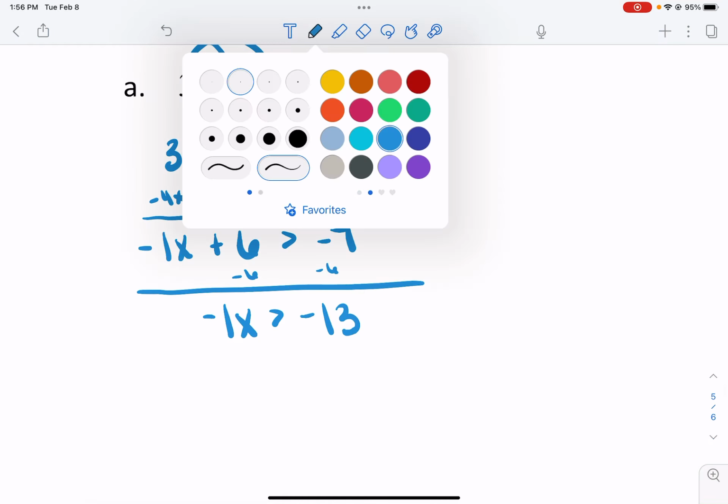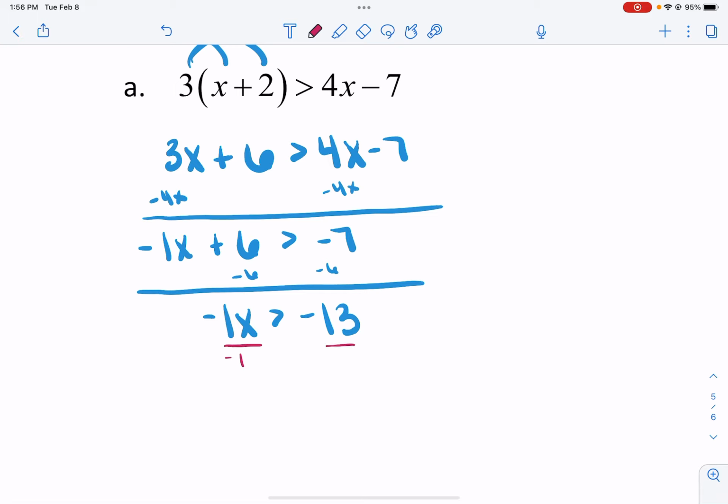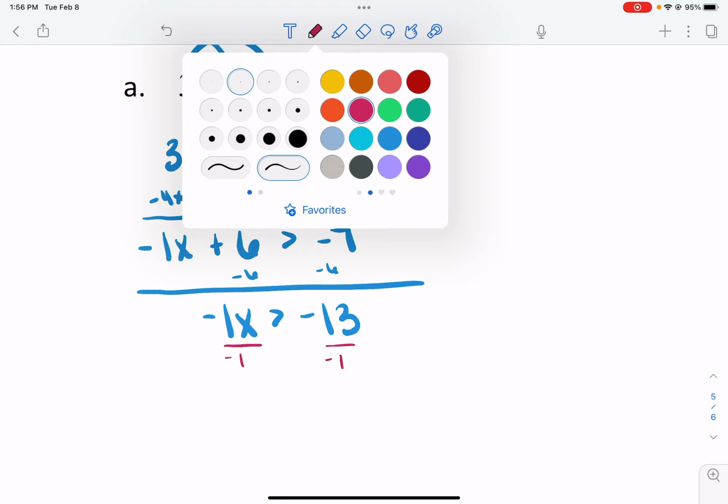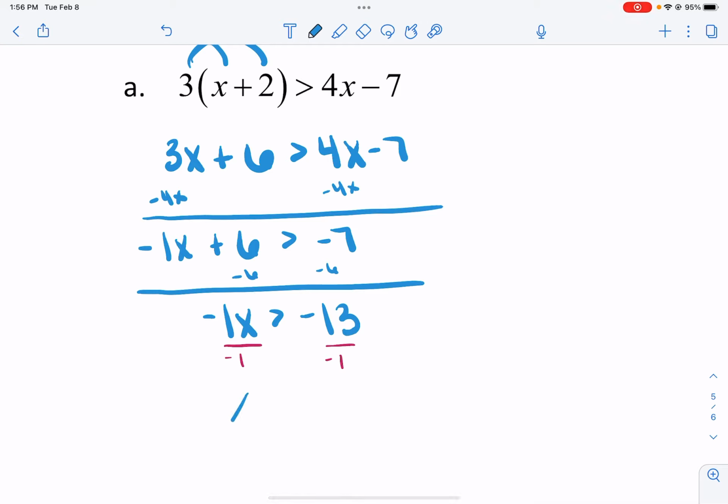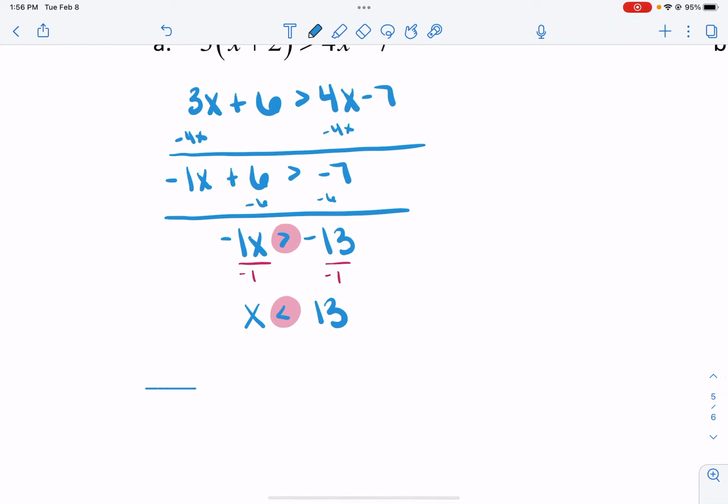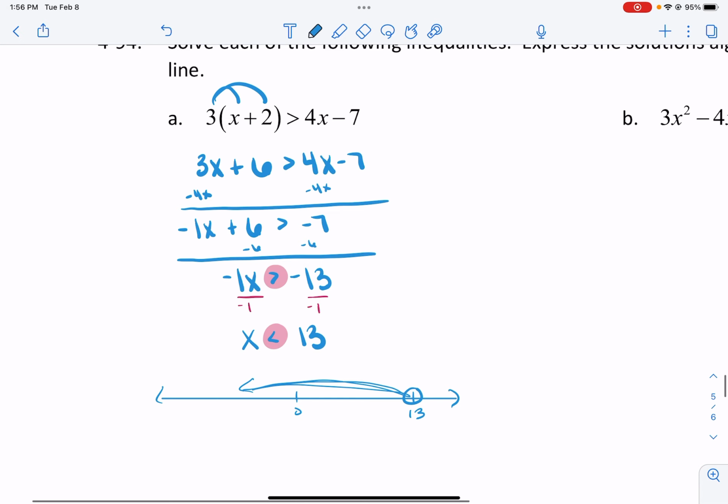Be really careful here. So we're going to divide by negative 1. When we divide with inequalities, that flips the sign. So be really careful from here to here because we divided by that negative. Okay. And to draw a sketch of that, it's going to be an open dot. And if you read it, x is less than 13. So what's less than 13? That's this way. So we'll go ahead and shade it this way. And that's it.